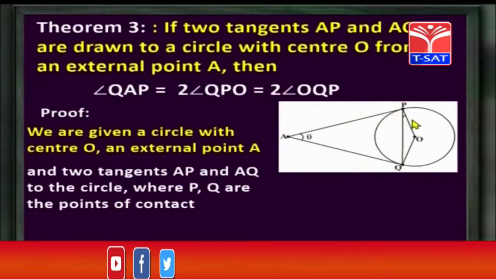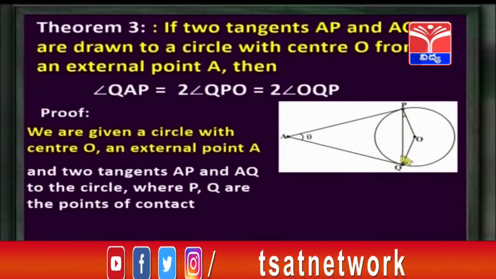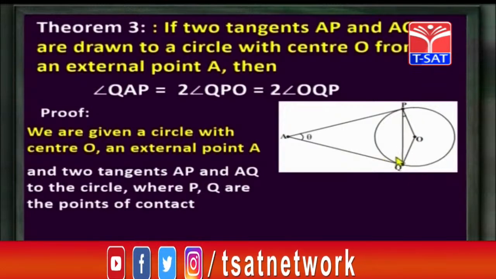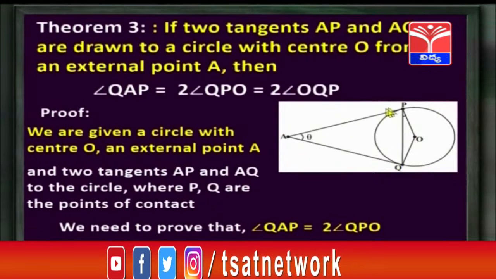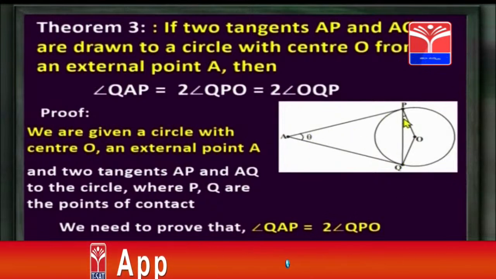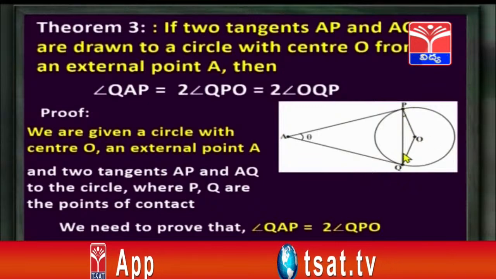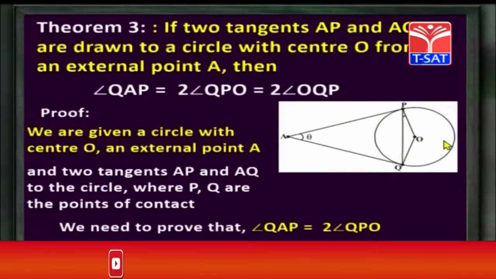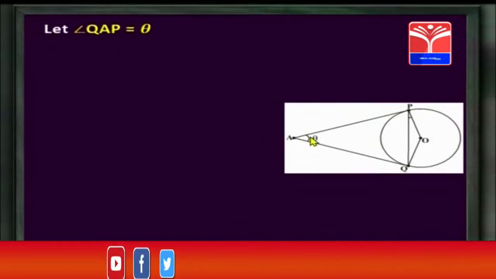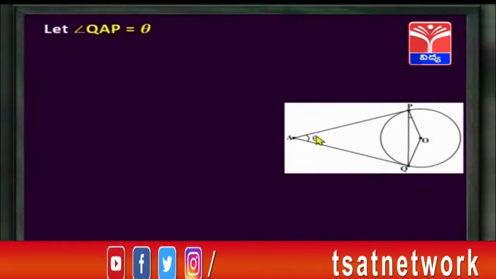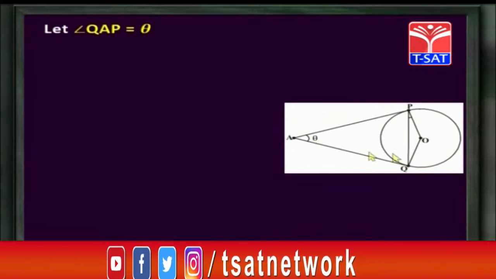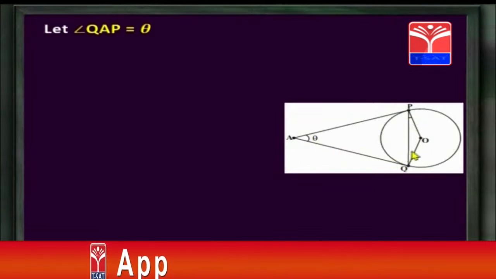So, this angle will be 90 degrees, and at Q also with the radius the angle is 90 degrees. We need to prove that angle QAP is equal to 2 times angle QPO or 2 times angle PQO. Let angle QAP be equal to theta. Suppose I am taking it as theta. Then what do we need to show? I need to show this is theta by 2 and this also theta by 2.